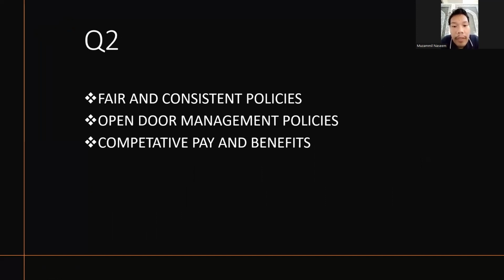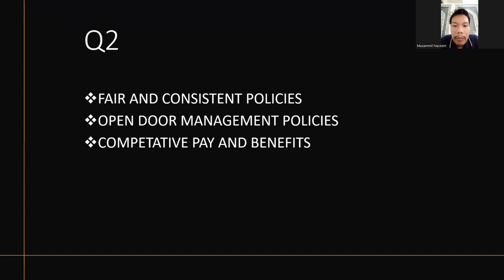The first one is fair and consistent policies. If the employer can practice fair and consistent policies at the workplace, it will make the employees feel satisfied because there is no bias between the top level management and the lower level management, and also no bias between the workers. The second one is open door management policies.